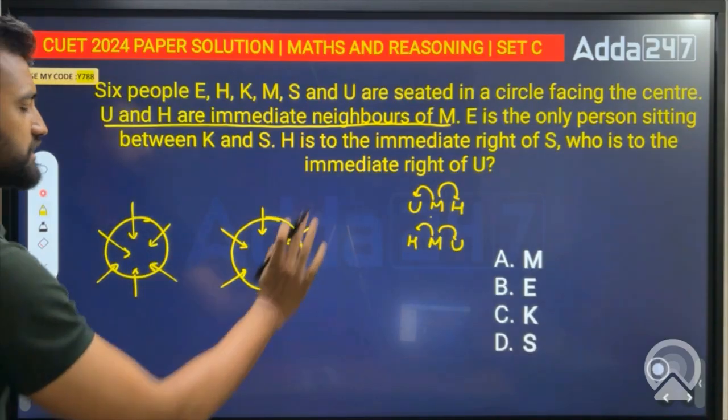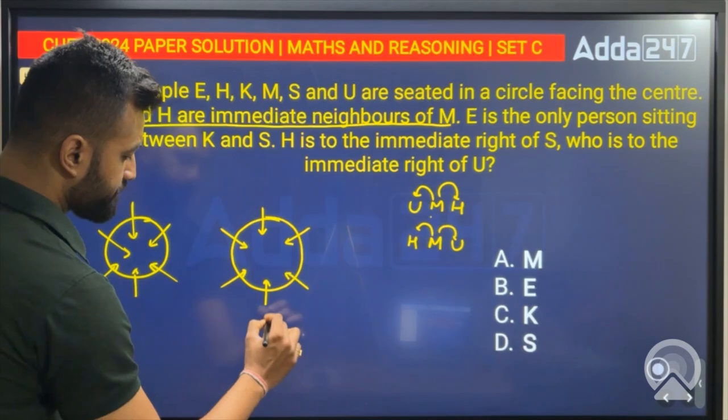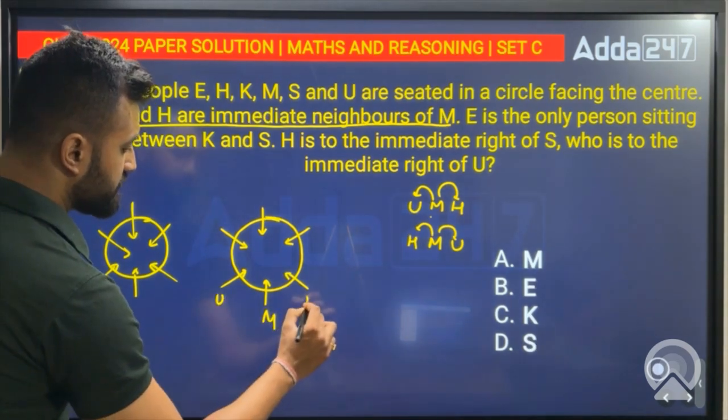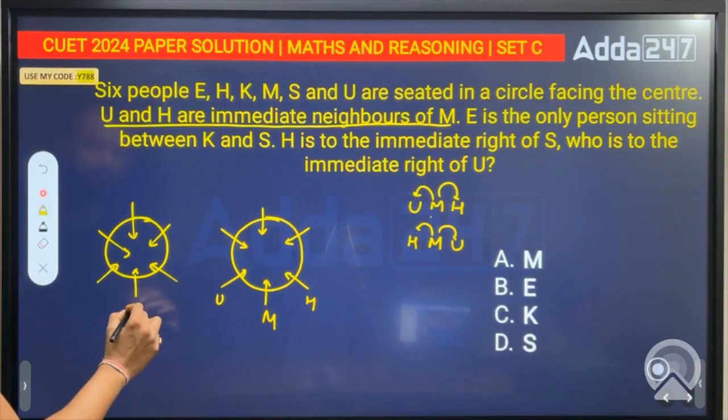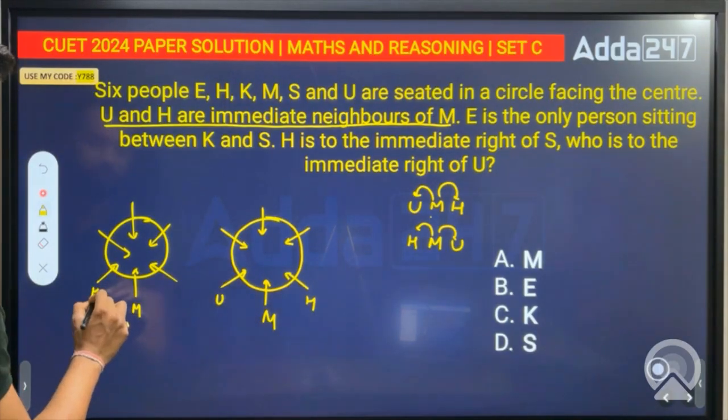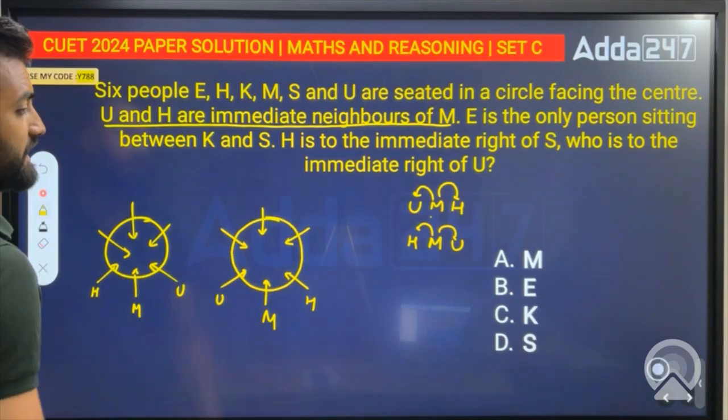Let's put them. M is here. Then U can be here, H can be here. In the same condition, when M is in the center, it might happen that H is here and U is here. Two diagrams I am getting. I have drawn two diagrams.